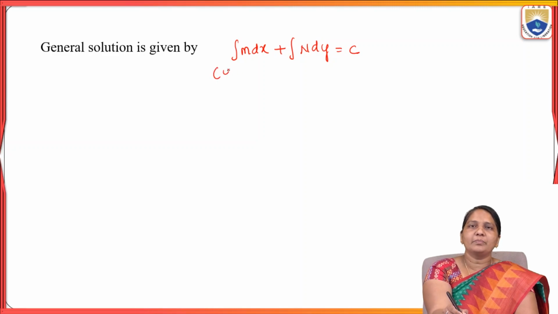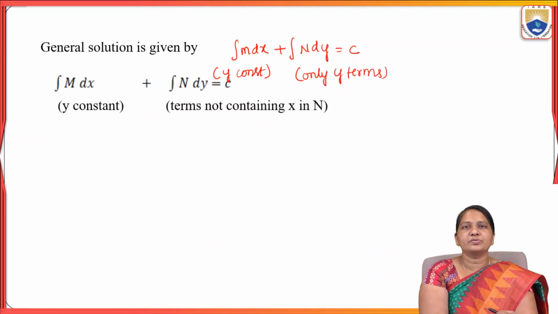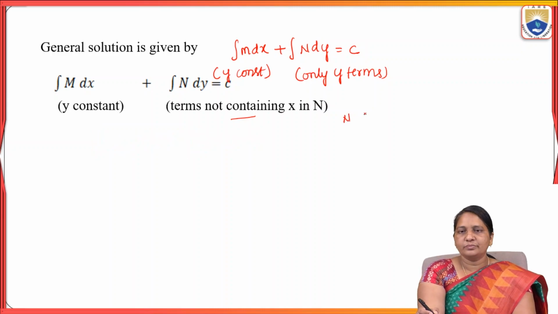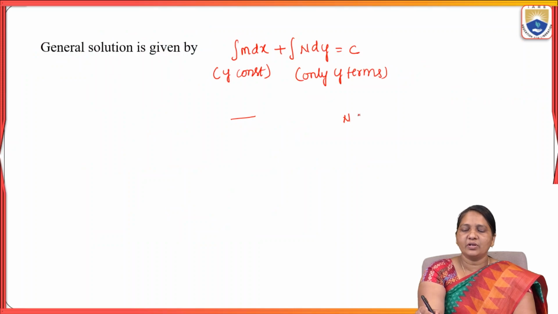So here for the m, y is constant. When you are doing it for the n, we take only the y terms. So based on this, integral m dx plus integral n dy equal to c, where y is the constant and we take only y terms in n. So what is the m value? Integral y into e power xy dx plus. What is the n value? N value is x into e power xy plus 2y.